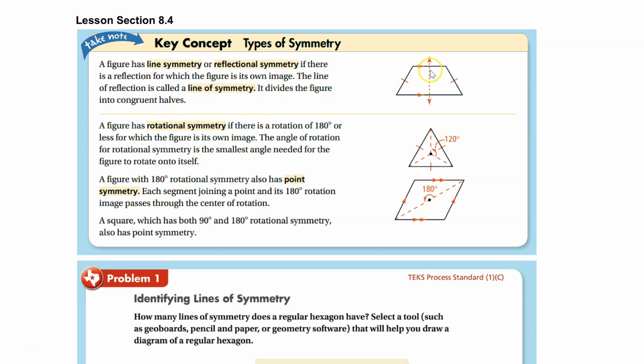So right here, this is the line of symmetry. There's a trapezoid, an isosceles trapezoid, and there's a line of symmetry. So if you fold it in half, then they make two congruent halves.